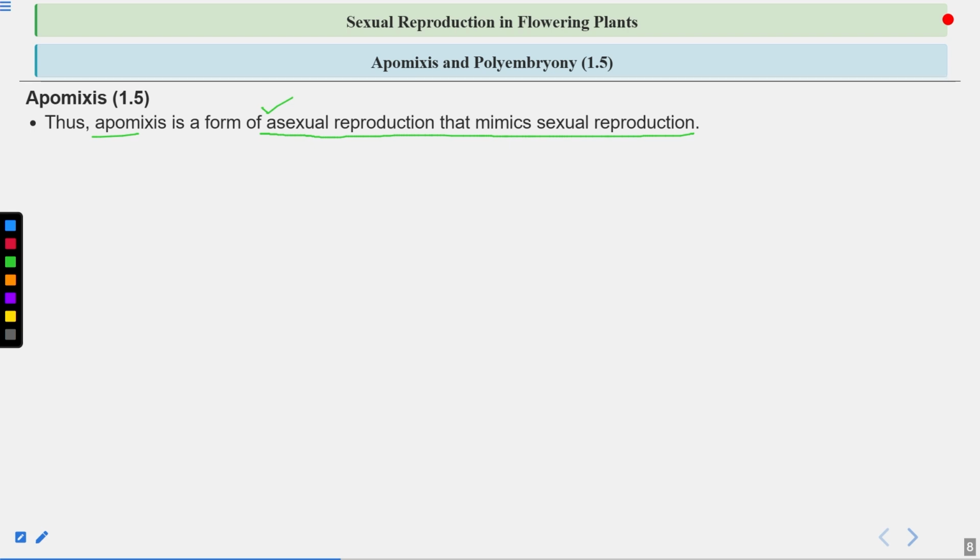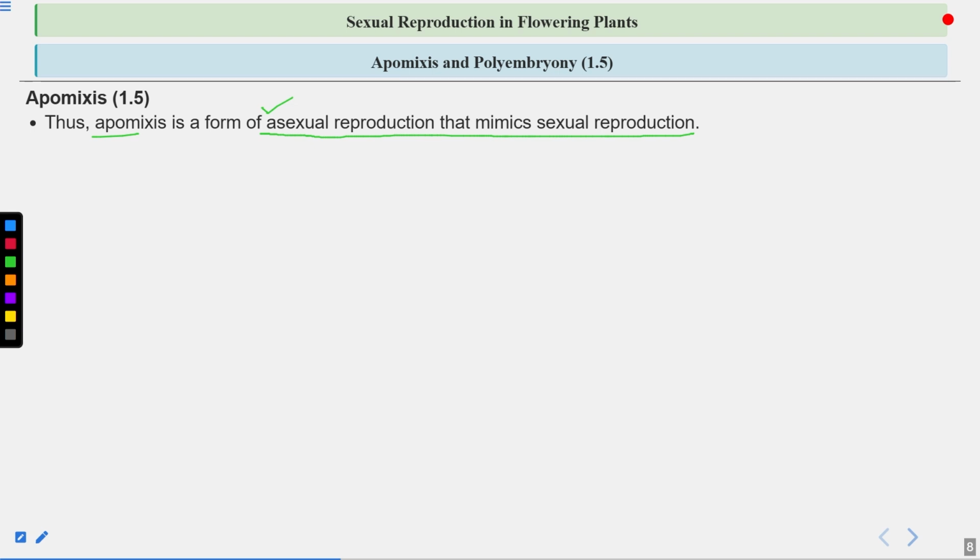But what generally do we see in the case of sexual reproduction? What is the result of sexual reproduction? The result of sexual reproduction is the formation of seed. Syngamy leads to the formation of zygote. Triple fusion leads to the formation of endosperm. And the zygote changes to embryo. But where are all these changes occurring? Inside the ovule, where the embryo sac is present.